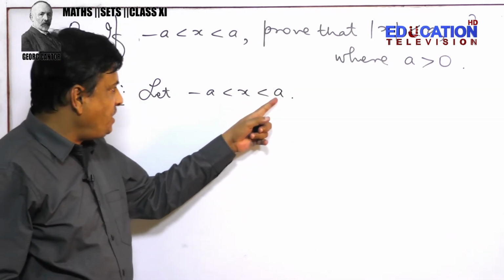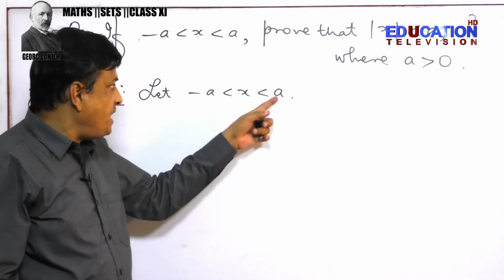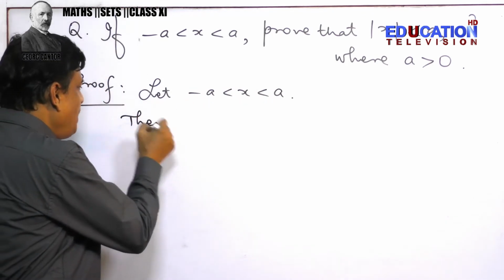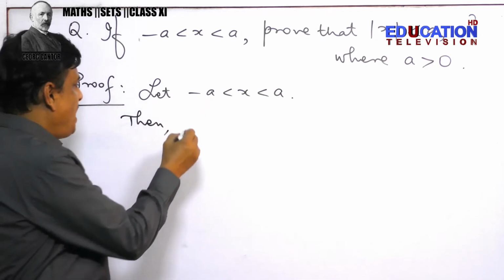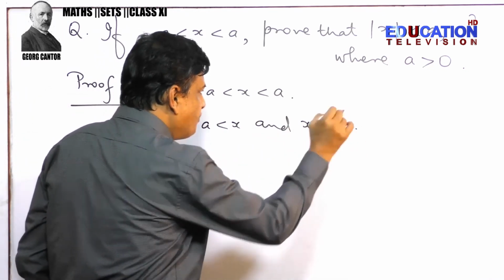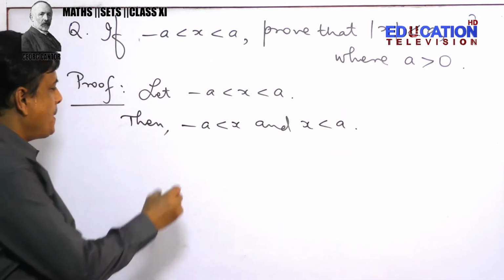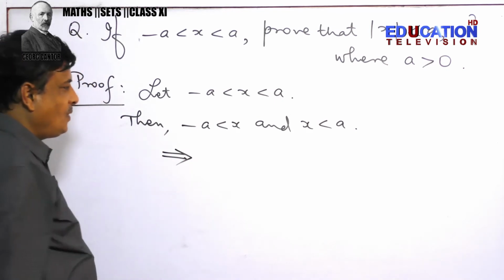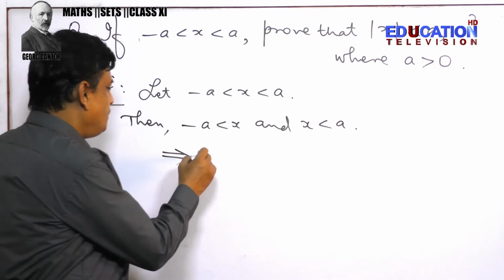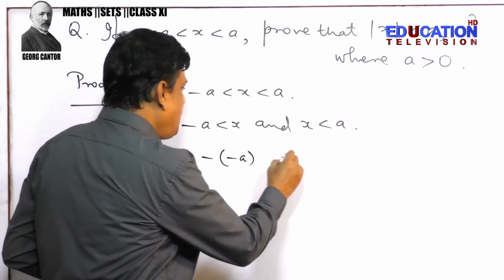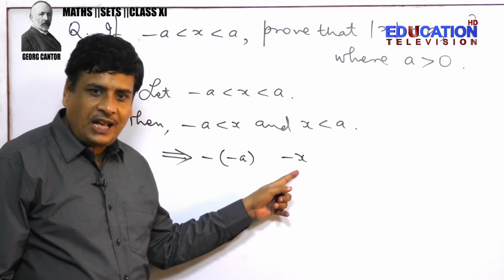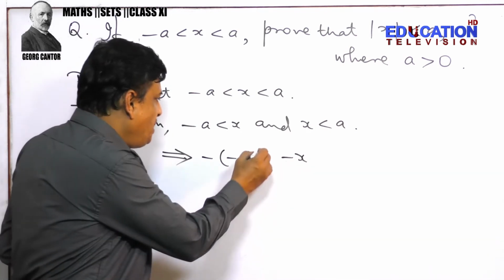Let x be greater than minus a and less than a, then separately we can write this condition as minus a is less than x and x is less than a. Multiplying both sides by minus 1, minus of minus a and minus x. If we are multiplying by a negative number, although the number is the same, the inequality is reversed.